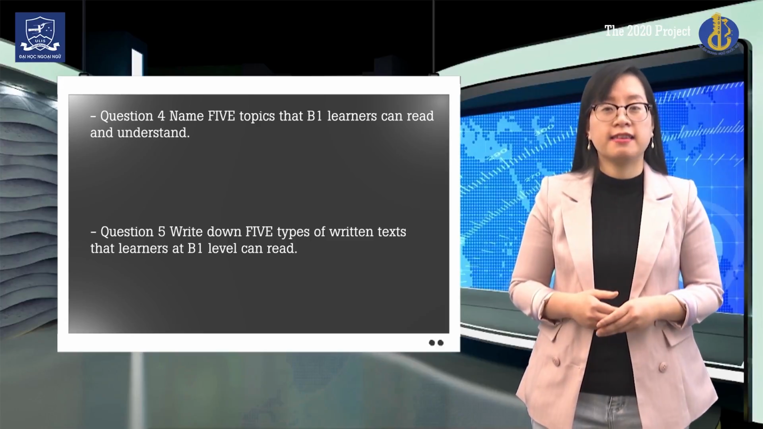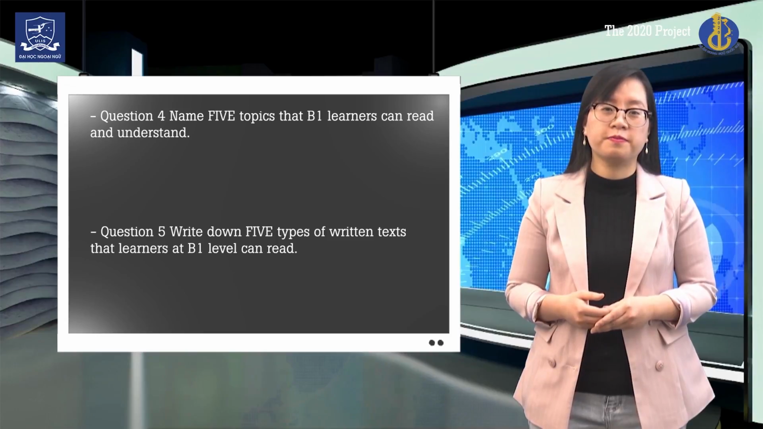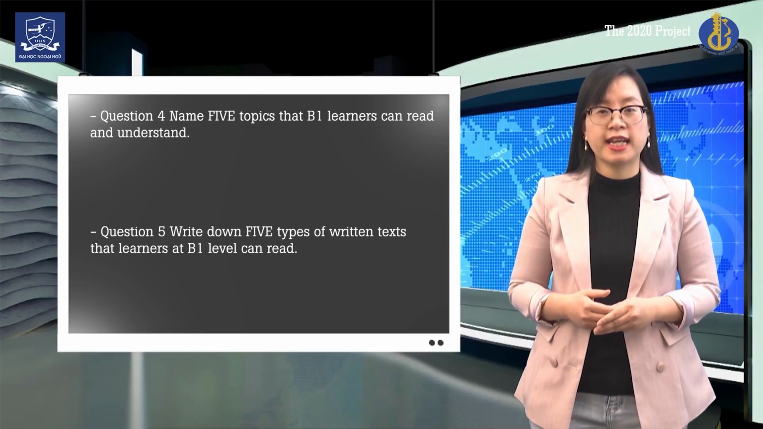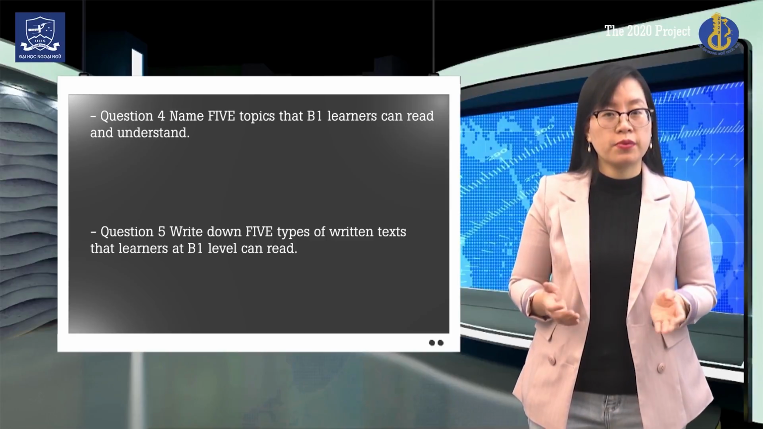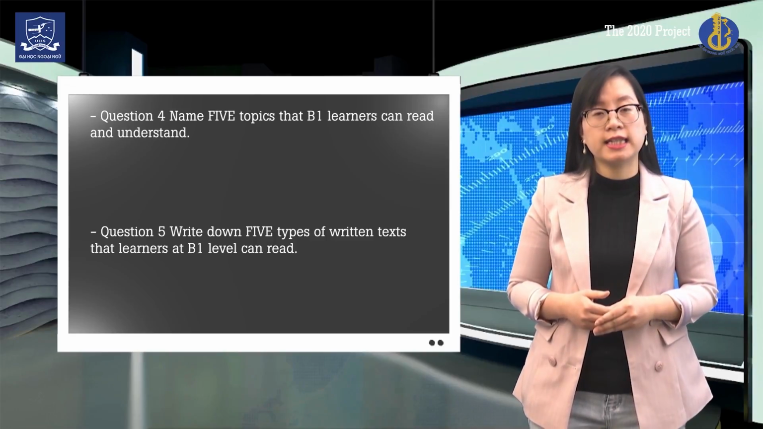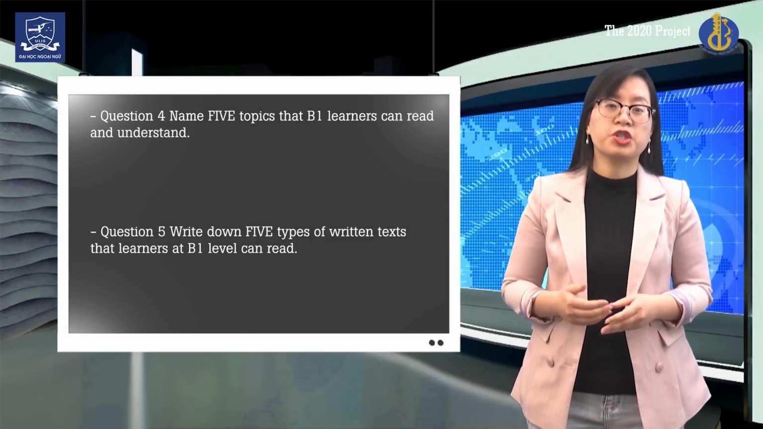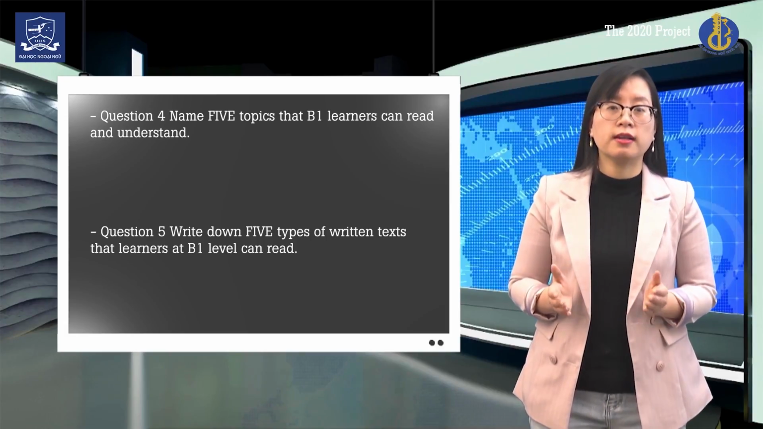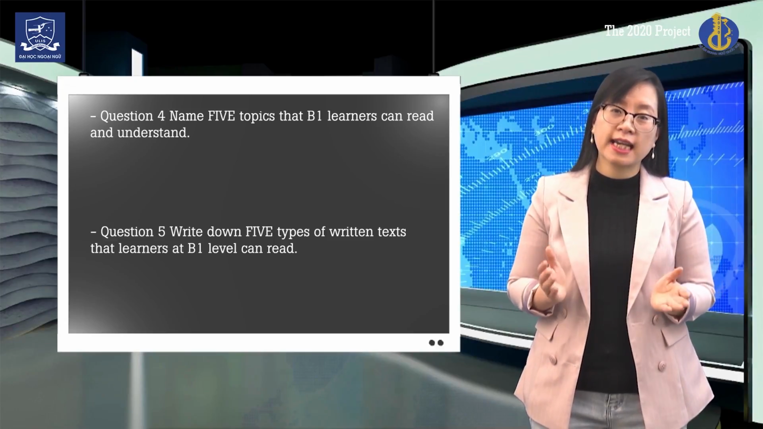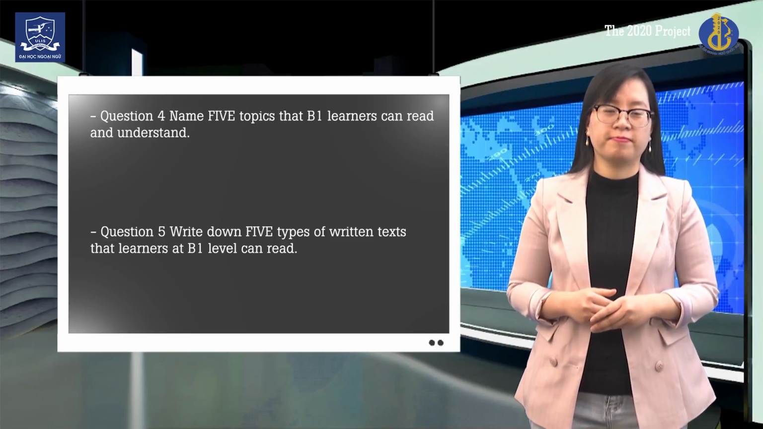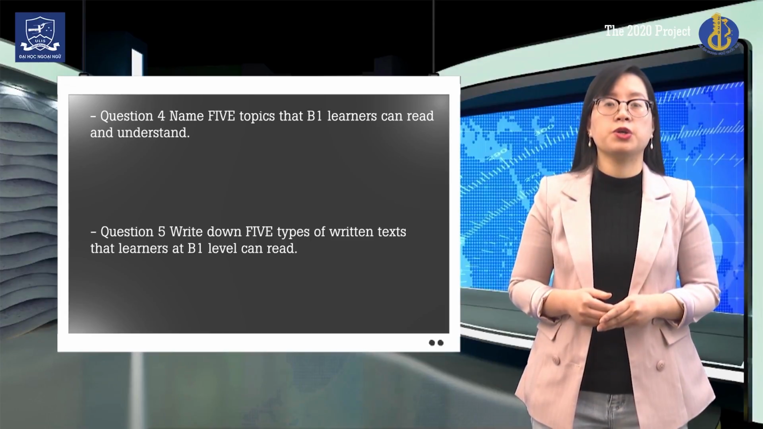Now let's see the answers. Some typical types are straightforward factual text, short narratives, description of events, feelings, and wishes, letters, brochures, short official documents, and some technical information. So that's the end of this video.